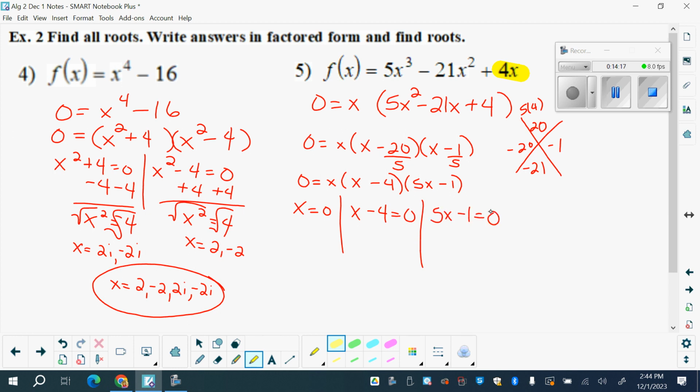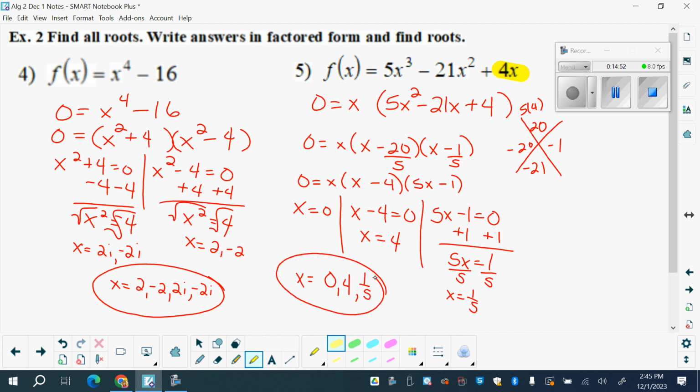Questions on where I got this x is 0? Here, we've got 3 different factors. So we have 3 different equations to solve. So this one's already solved for us. This gives us 4. Add 1, 5x is 1. And we get x is 1/5. So 0, 4, and 1/5.